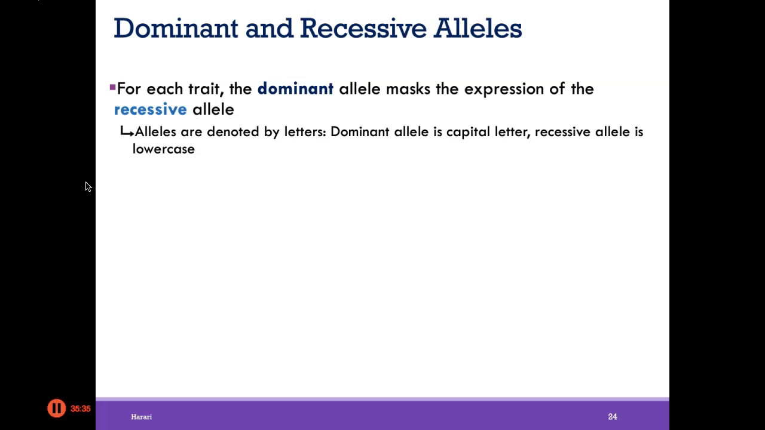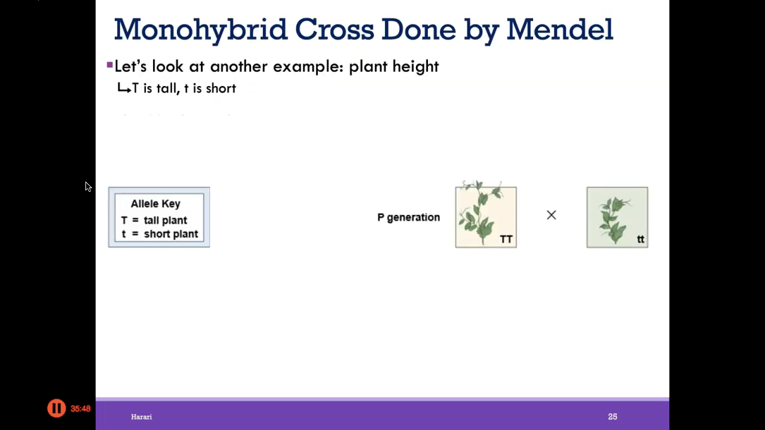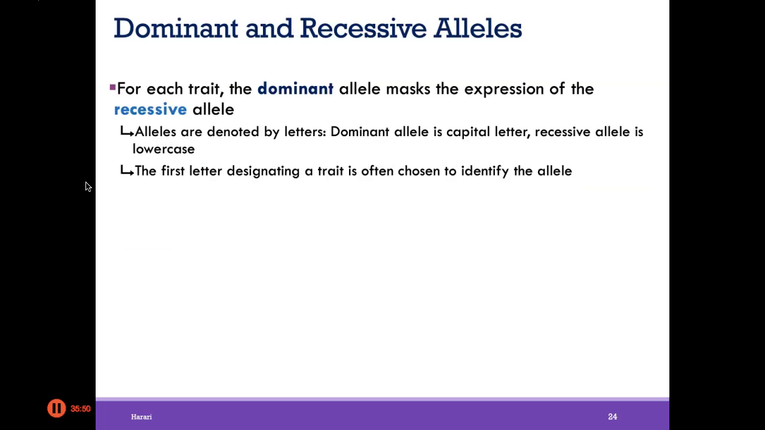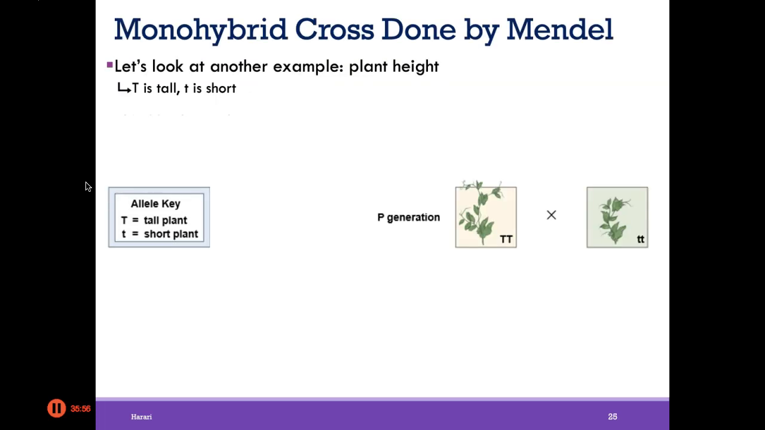And we denote alleles by letters. The dominant allele we denote with a capital. The recessive allele is always lowercase. And the first letter designating a trait is often chosen to identify the alleles. So, for example, let's talk about whether a plant is tall or short. So we can specify the allele with T, right? T is plant height, where big T is tall and little t is short.